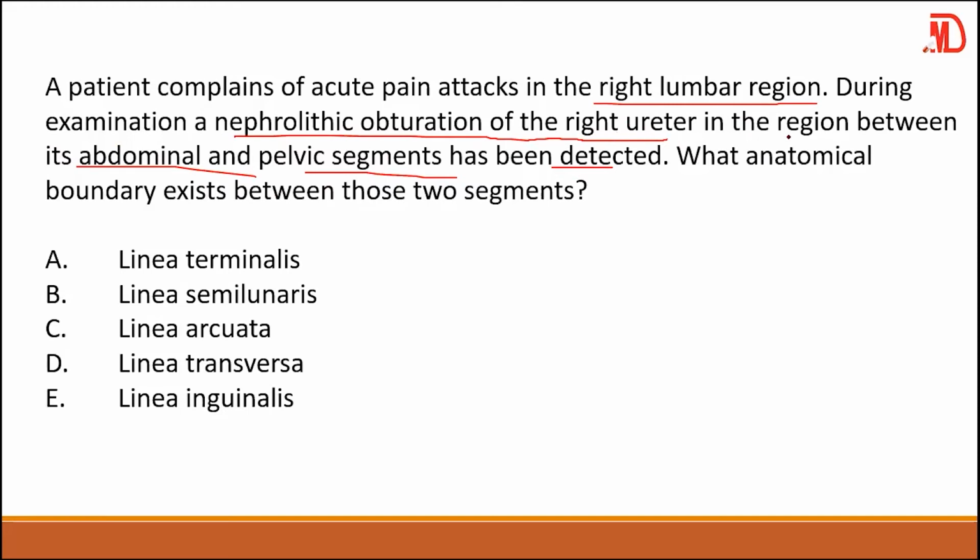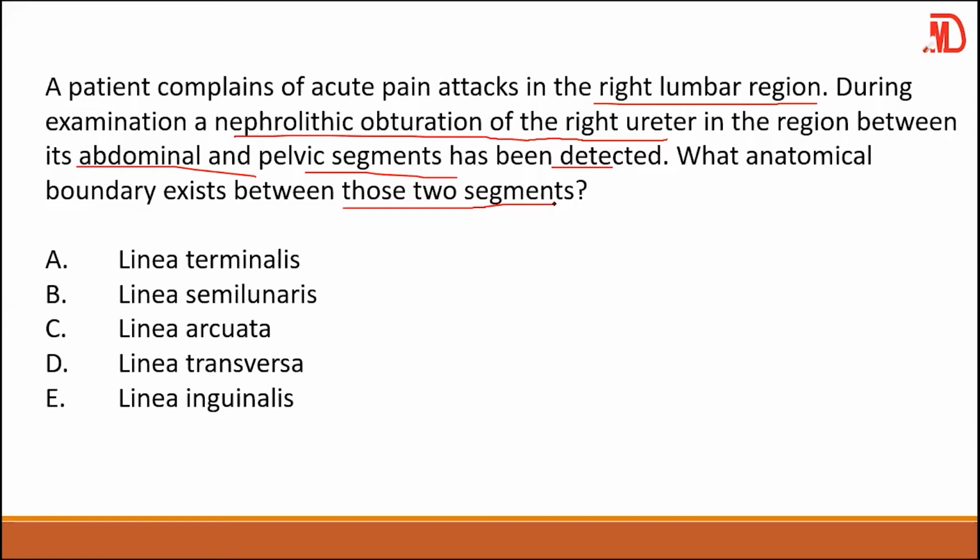The right ureter in the region between the abdominal and the pelvic segment. Now, what anatomical boundary exists between those two segments? There's no fun in telling this. You definitely need an atlas to show that. And like I said, in future, maybe I'll start bringing some diagrams to help us with some of these sort of explanations.